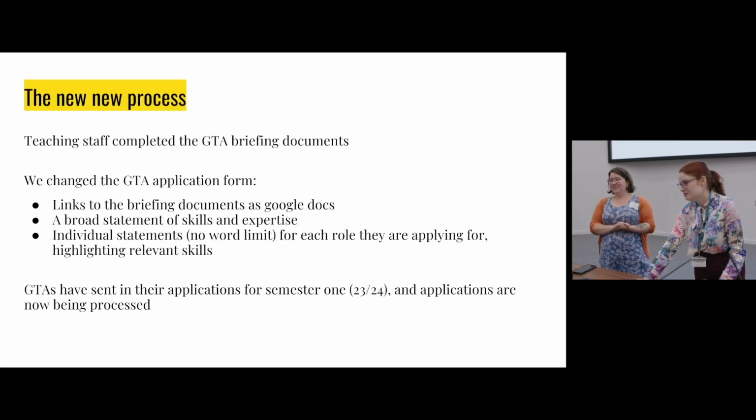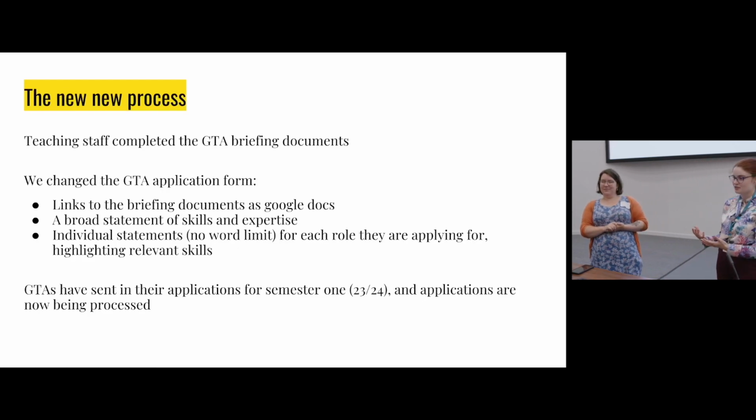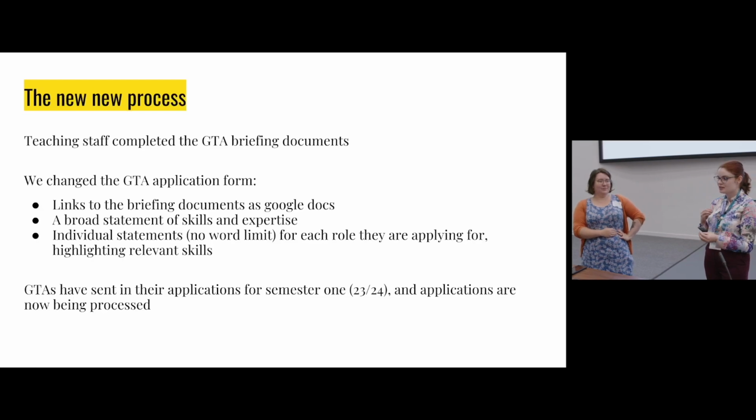So we took this feedback and we came back together and we revised what we'd come up with. We tweaked the briefing document a little bit and we distributed this to academics, which actually went down really well. We also made the most changes to the application process for our GTAs. So they had links to all of the briefing documents so they could see exactly what was required to apply, but also the work that they would be carrying out.